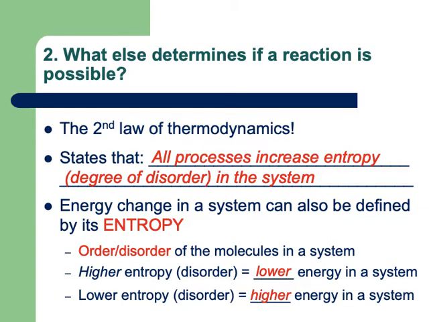So as we've seen, thermodynamics is very important in determining whether a reaction will happen. We just discussed enthalpy and the change of heat and how it is important in determining if a reaction is possible. In addition to that, we have the second law of thermodynamics, which also determines if a reaction is possible. And it states that all processes increase entropy, which is the degree of disorder or chaos within the system. I provided some examples of this in the first week of class when we talked about entropy.